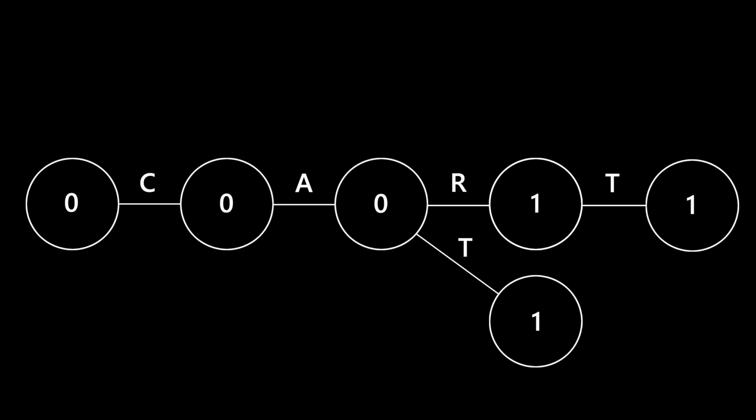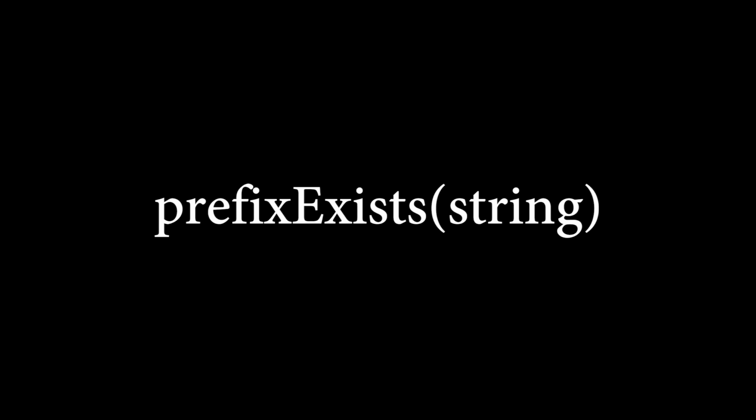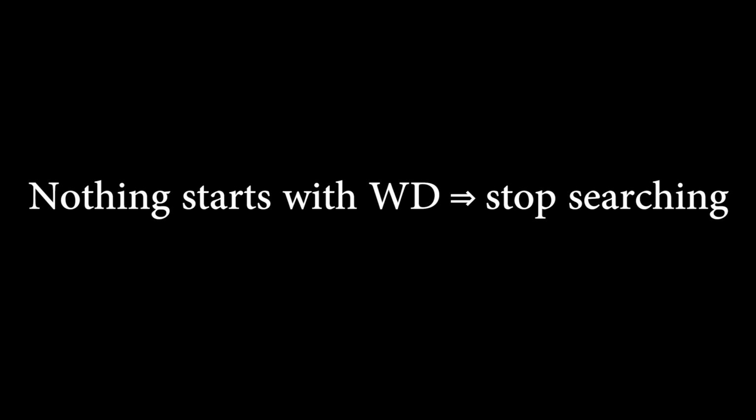If we wanted to see if the word corn was in this trie, we would traverse along the C edge, notice there's no O edge, and return false. If we want to see if there's words starting with car, we would traverse those edges, then return true since there is an edge after this node. This represents the prefix exists function, which allows us to prune searches, making it much more efficient than using some sort of set data structure.